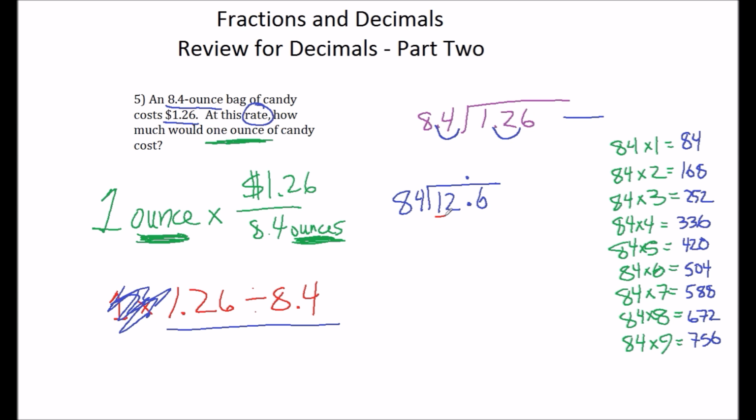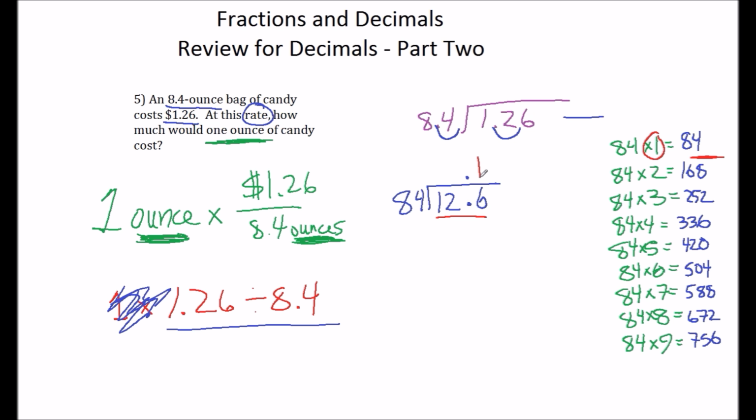So 1 didn't work. 12 didn't work, so let's look at 126. Remember, we're ignoring that decimal point. How many times will 84 go into 126? Well, over here, 126 would be in between 84 and 168. So 1 is going to be my winner. 2 times is too much, so it's only going to go in once. And I put that above the 6.